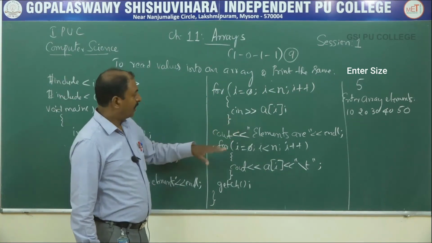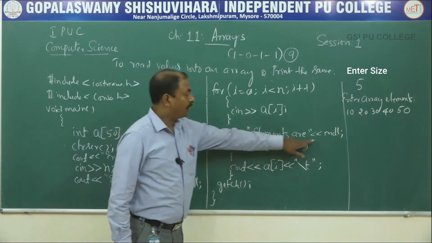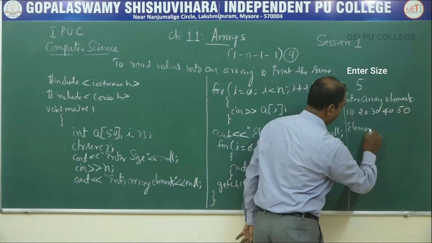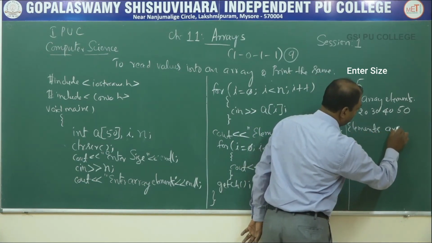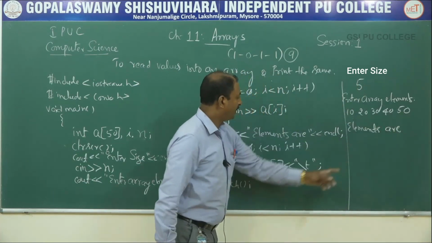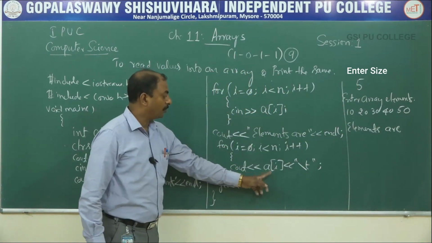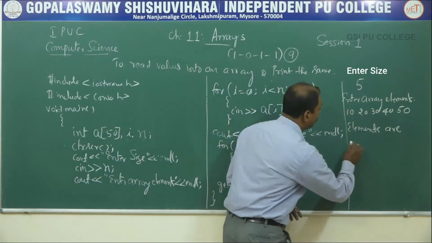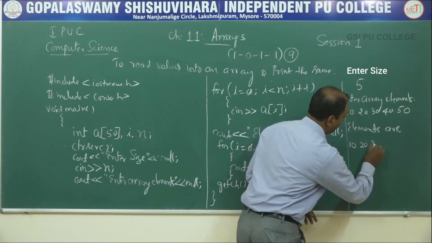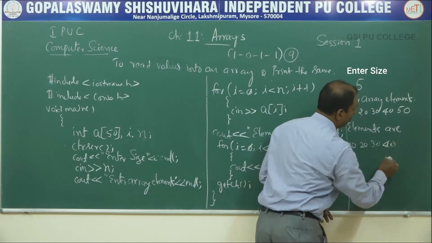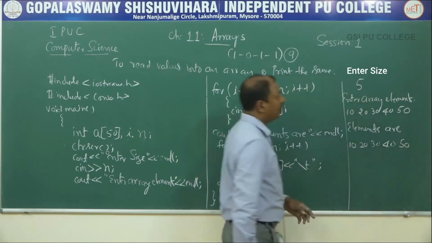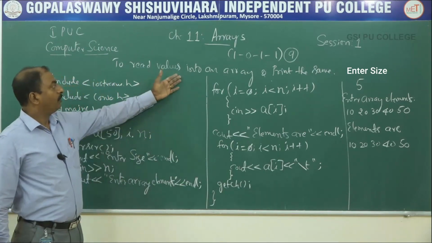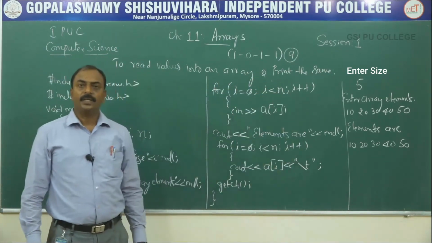After this, the next statement is cout elements are. So it is going to display elements are, then on the next line, because the output statement is going to print all the elements of the array, it prints the same values: 10 space 20, 30 space 40 and 50. So this would be the output of the program to read the values into an array and print the same.